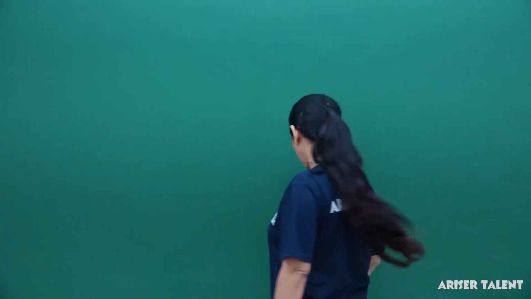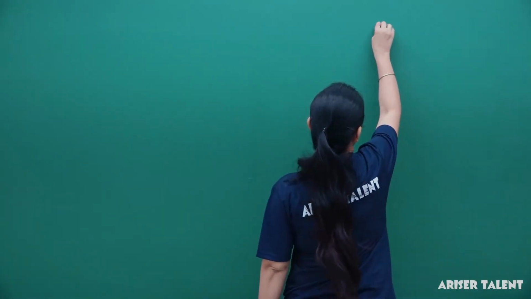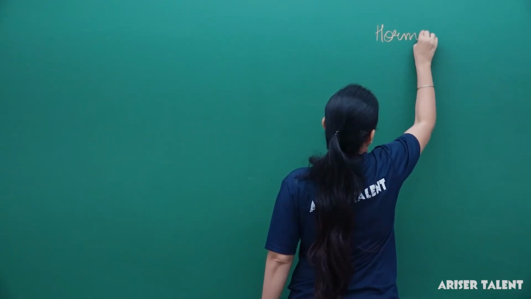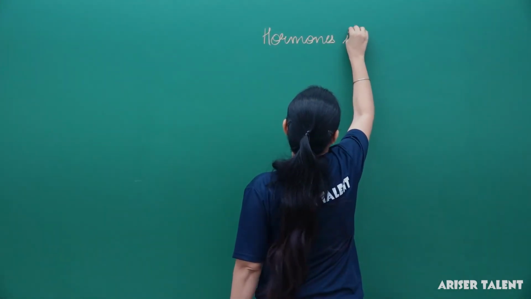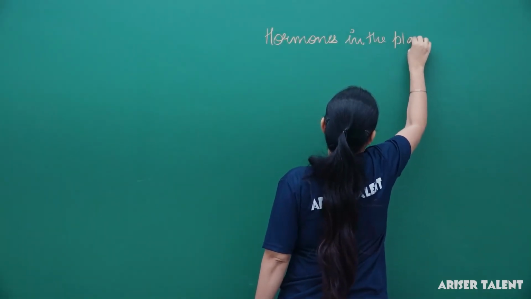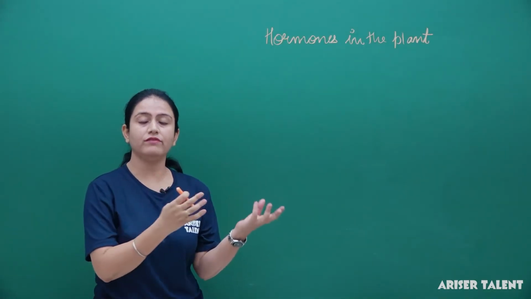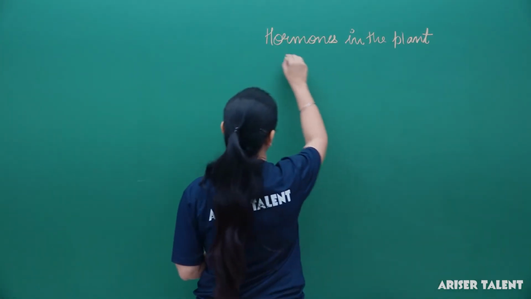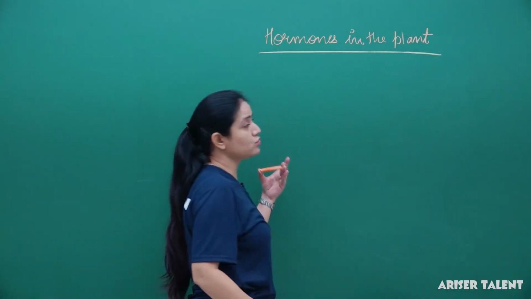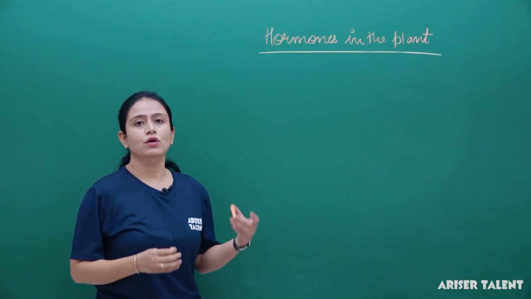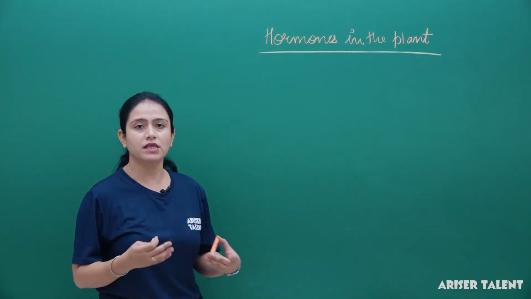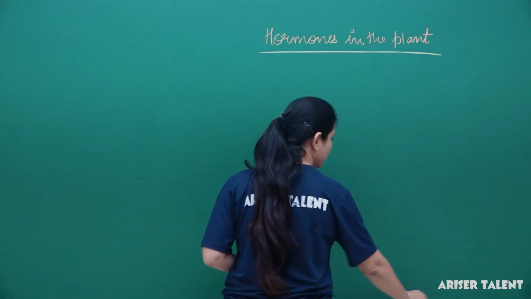Fine. Okay, now we will talk about the different hormones present in the plant. Generally, we know hormones are the chemical substances which help in the growth and help to give responses to the different stimuli in the environment. Here we are going to talk about the hormones present in the plant. As we all know, these hormones help the plant to respond to the environment as well as in growth and development.